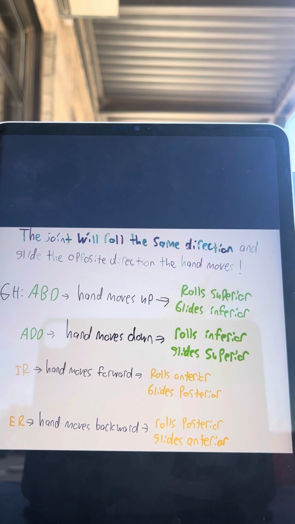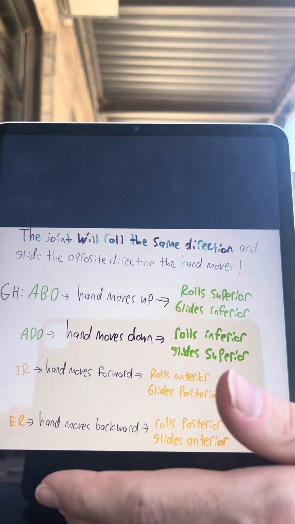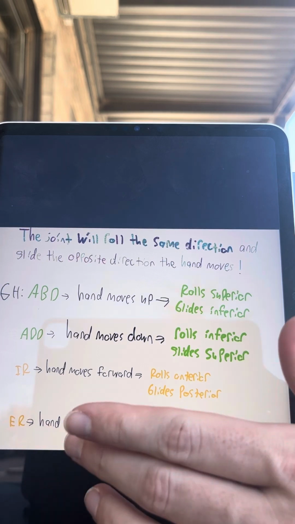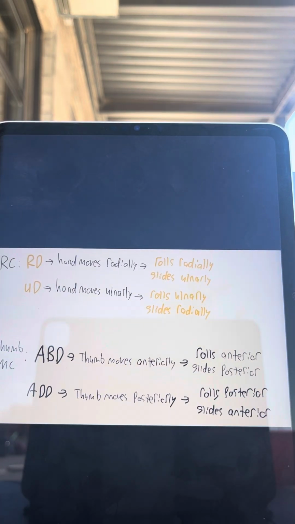And then for adduction, the hand moves down. Another word for down is inferior. So just use the rule again. It will roll inferior and glide superior. I hope that makes sense to y'all as much as it did to me. The same thing applies for almost all the non-flexion and extension movements in the upper extremity.